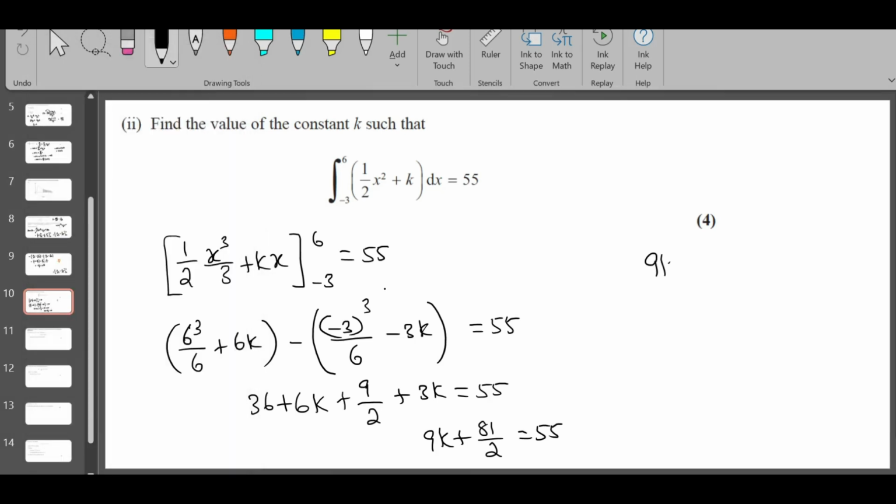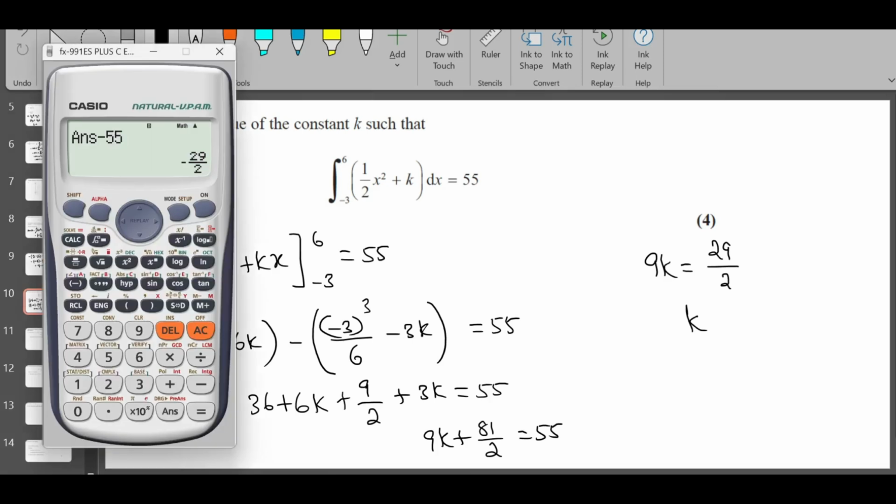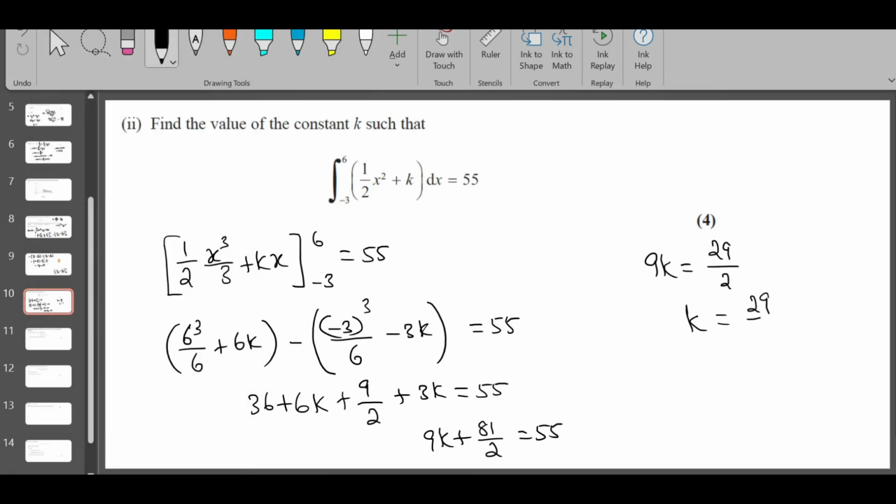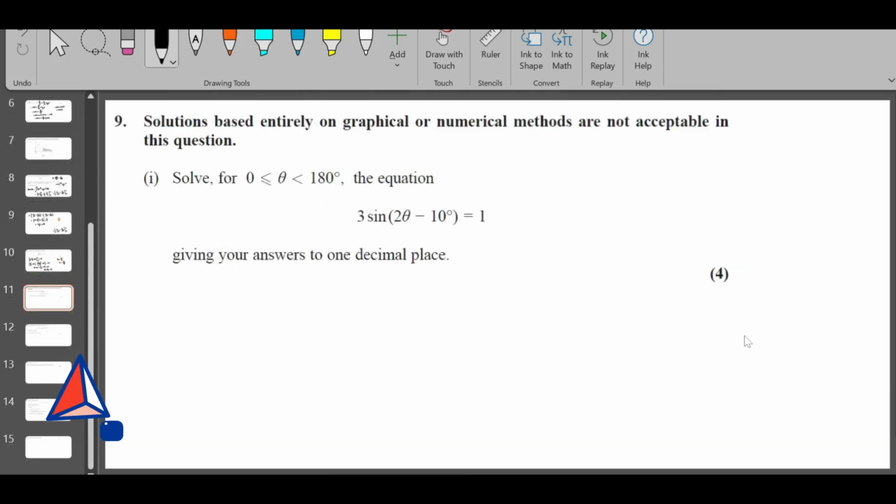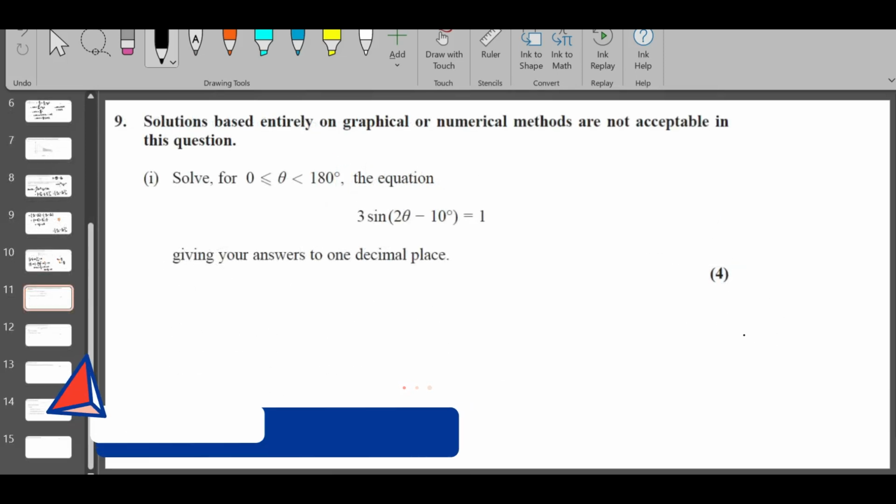So 9k is 29 over 2. K is 29 over 8. That's all. So 4 more questions. Question number 9. Solve this equation.